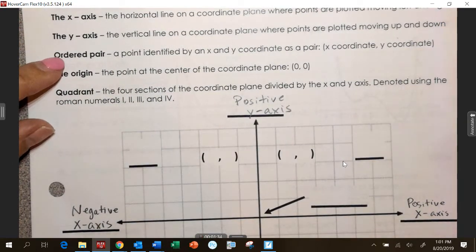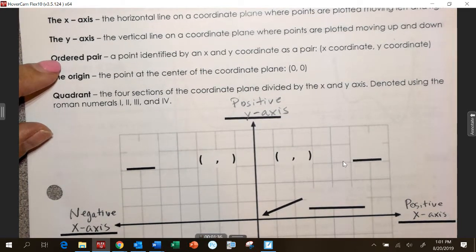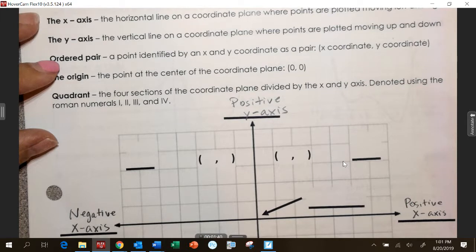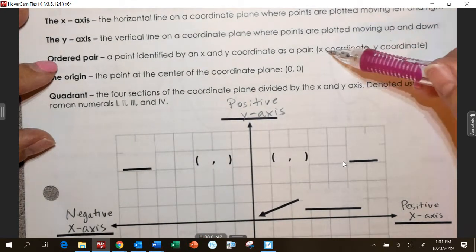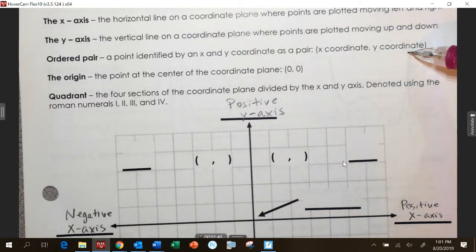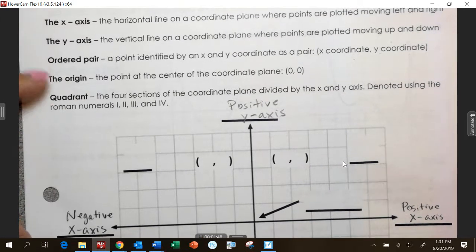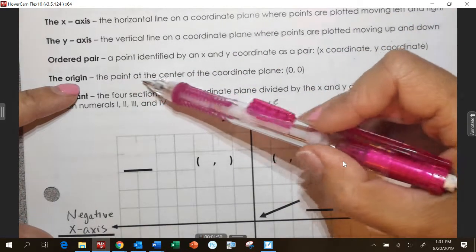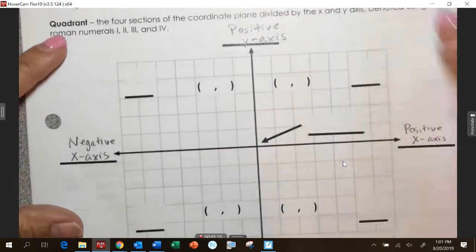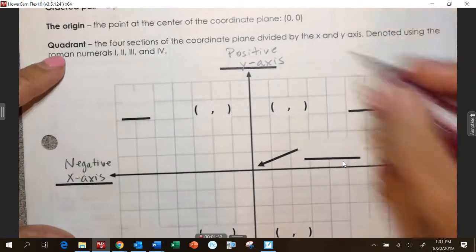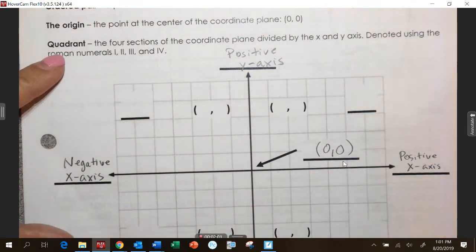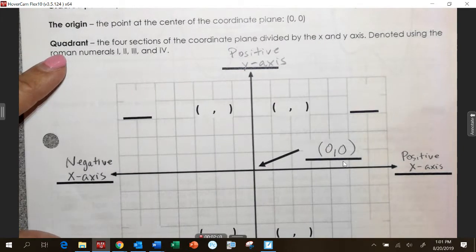We do ordered pairs. That's a point that is identified by an x and a y coordinate as a pair. We always write the x coordinate first, then the y coordinate. The origin is the point at the center of the coordinate plane. So wherever I see my coordinate plane, the center is going to be the origin, and we call that 0, 0. That's where all the numbers are going to originate from. We're going to start there.